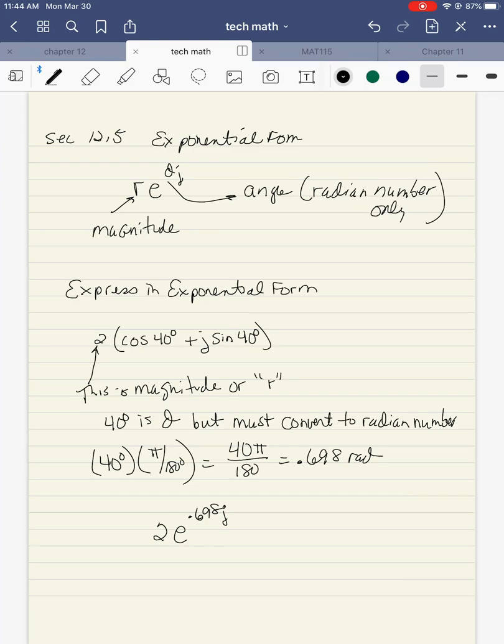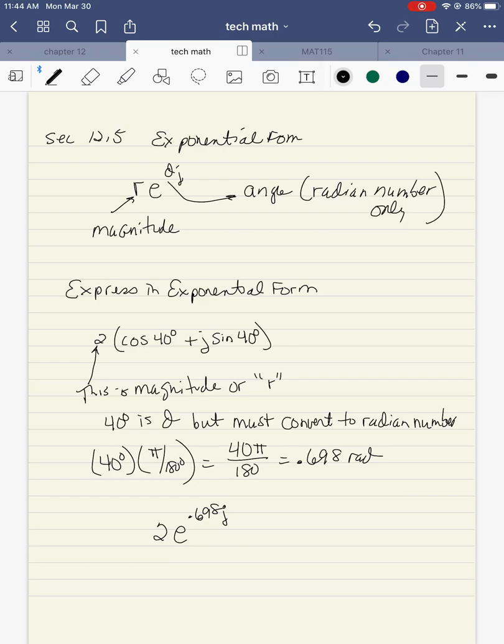There's a lot of talk right now with exponentials with the disease going on. But if you look on your calculator, the ln, you should see an e to the x right above that. But anyway, the form is magnitude e raised to the theta j power. r is the magnitude, theta is your angle, and for this particular form, the angle is a radian number only.